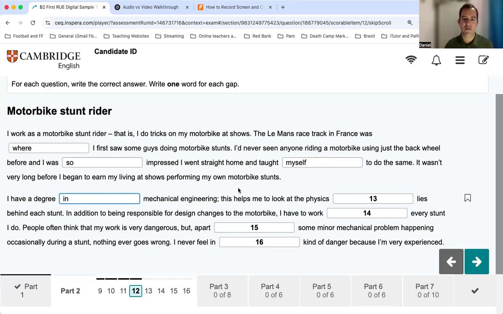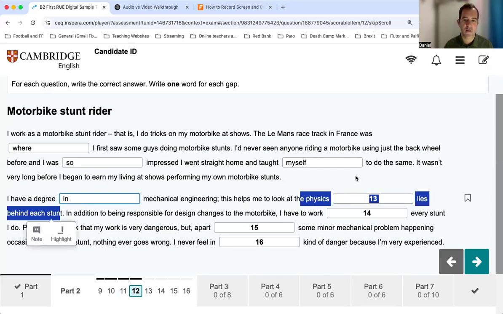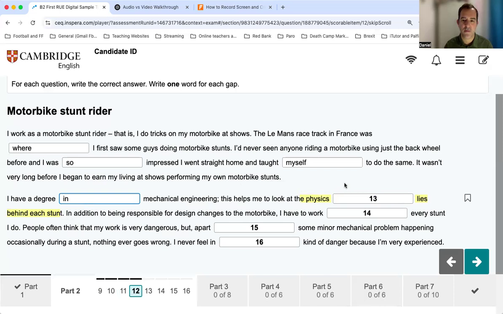This helps me to look at the physics lies behind. This one is definitely tough. The physics lies, so it's a pronoun. The physics which lies, the physics who lies, no, because it's not a person. The physics that lies, or the physics which lies. I think it's both, really. The physics that lies behind each time. When you look in the answers, you'll see sometimes Cambridge gives you two options, and here we can have that or which, because they're often used interchangeably.